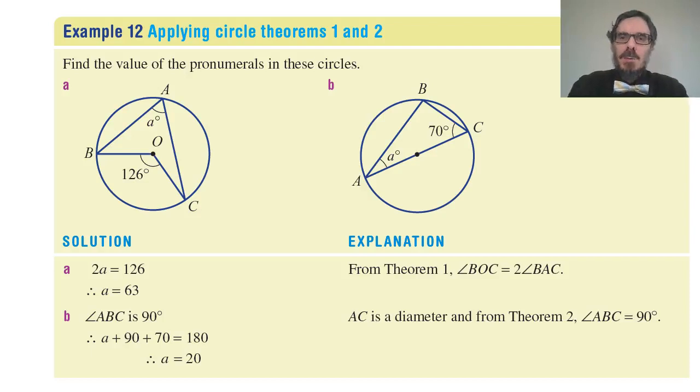Let's try some examples. Here I have an angle at the circumference subtended by the same arc as an angle at the centre. So this one must be half the angle at the centre. It's half of 126, which is 63.